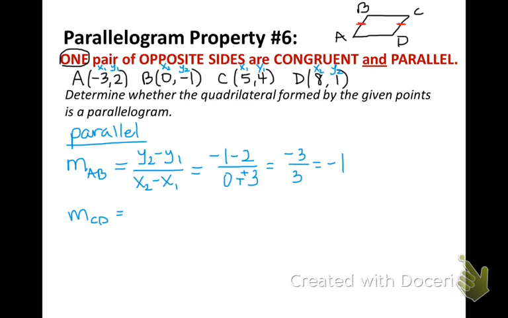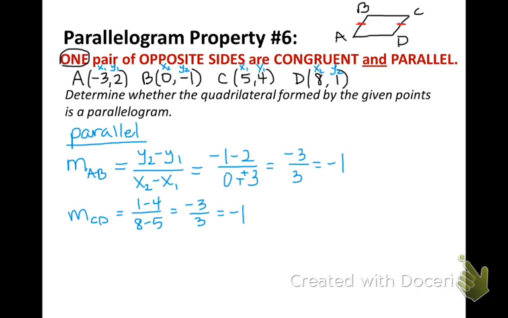That's my new points. So if I plug that in, I'm going to get 1 minus 4 all over 8 minus 5. 1 minus 4 is negative 3. 8 minus 5 is 3. Okay, now don't just leave it hanging here. You've shown me two slopes, but I need to know that you know what that means. What does the same slope mean?